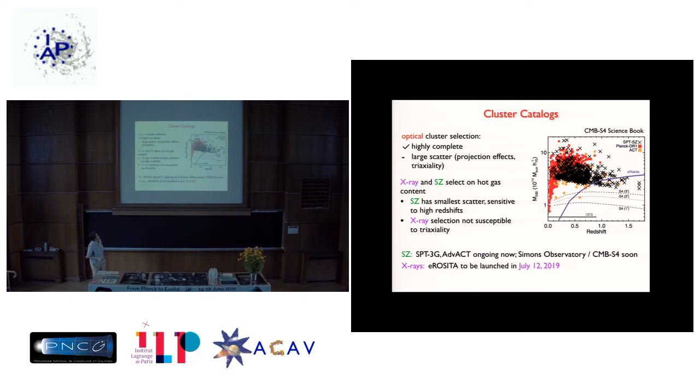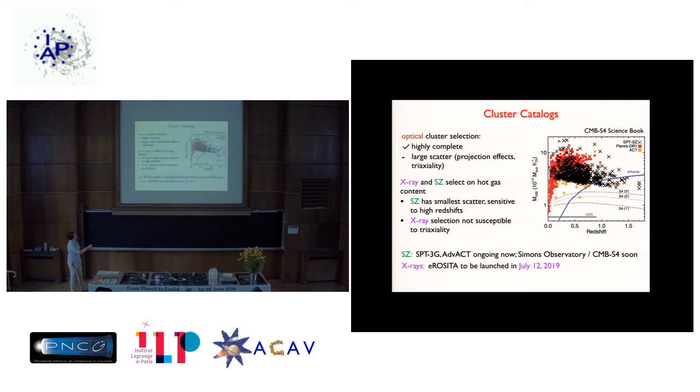I've not really shown optical constraints, but optical cluster catalogs are highly complete. However, they have pretty large scatter because of projection effects and triaxiality. Optical is definitely necessary to give you the redshift of clusters, and the BCG as a tracer of the center. X-ray and the SZ select on the hot gas. The SZ is great because it has the smallest scatter, and it's sensitive out to high redshifts.